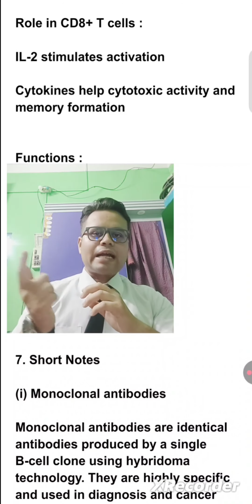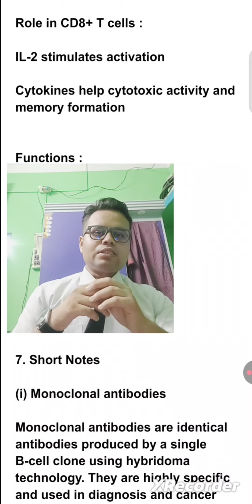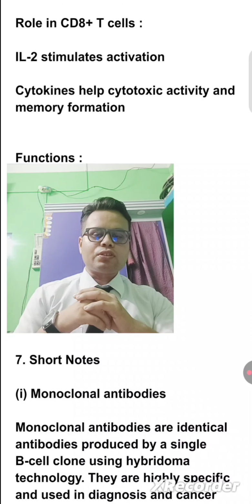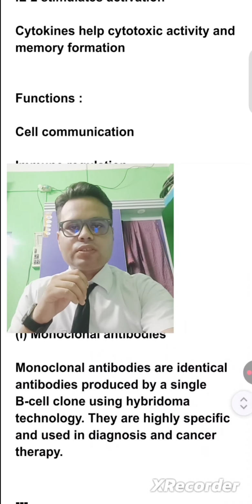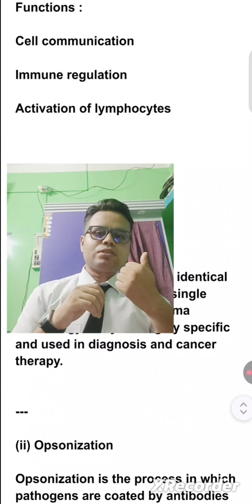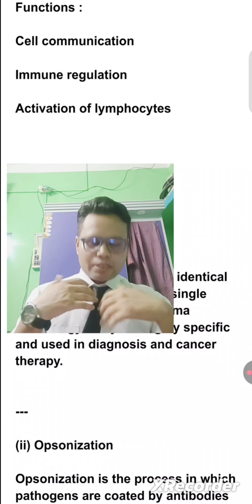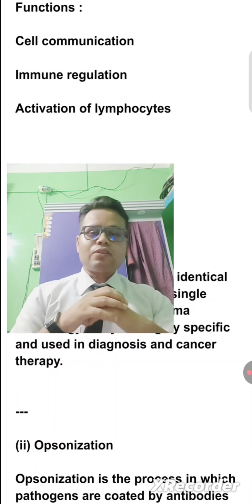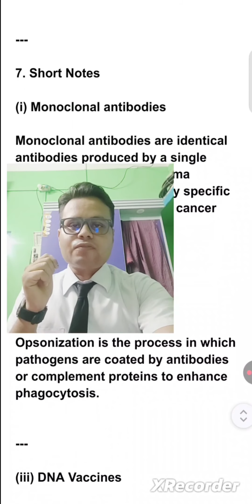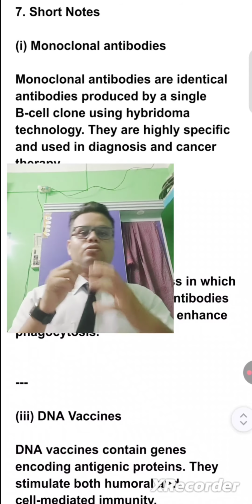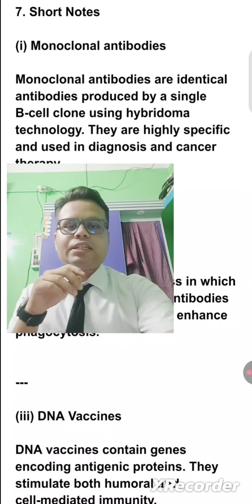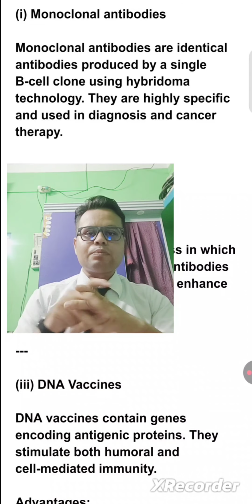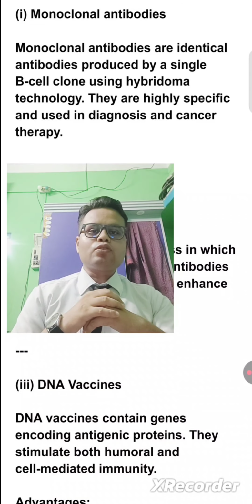IL-2 stimulates the activation first of all. Second, the cytokines help the cytotoxic activity and the memory formation. And what is the function? Cell communication, immune regulation and activation of the lymphocytes. After that, short notes. Monoclonal antibodies. The monoclonal antibodies are identical antibodies produced by a single B cell clone using hybridoma technology.